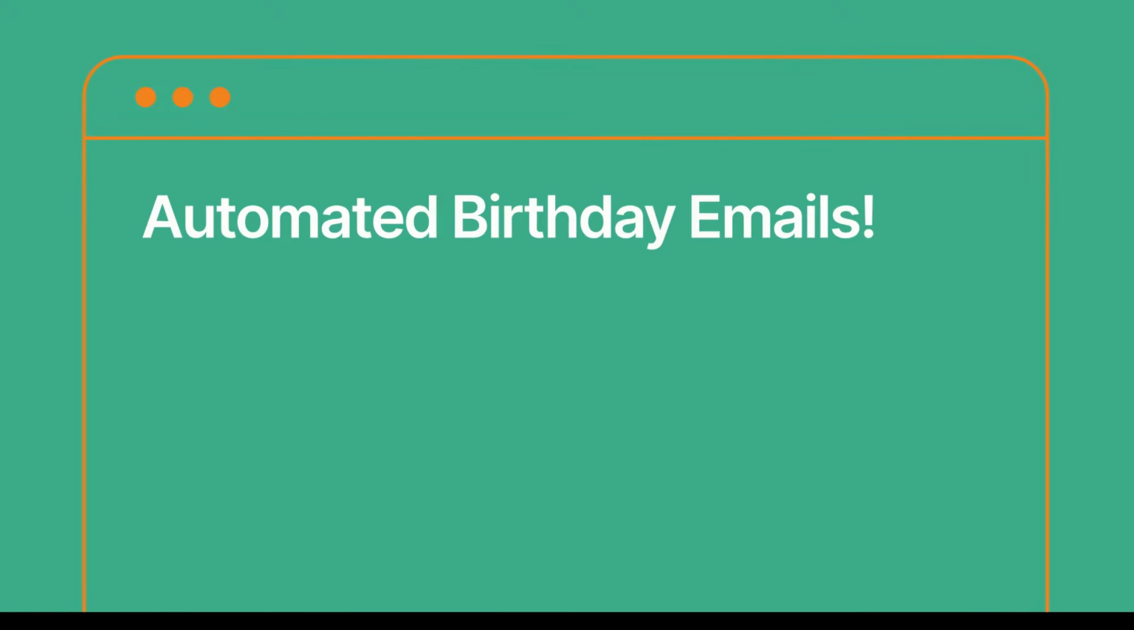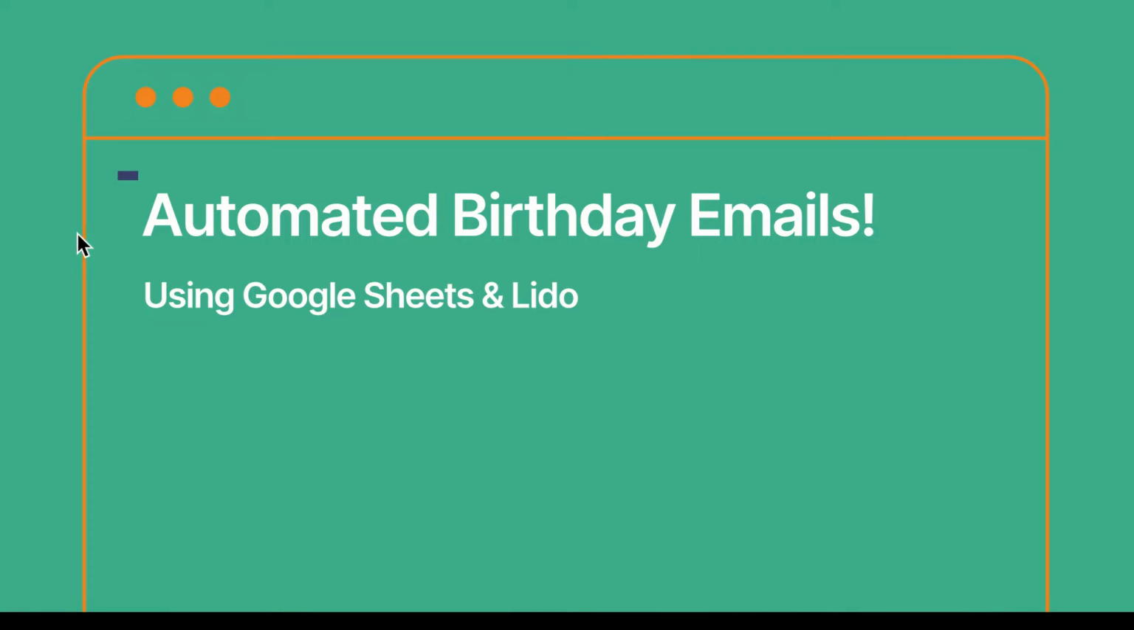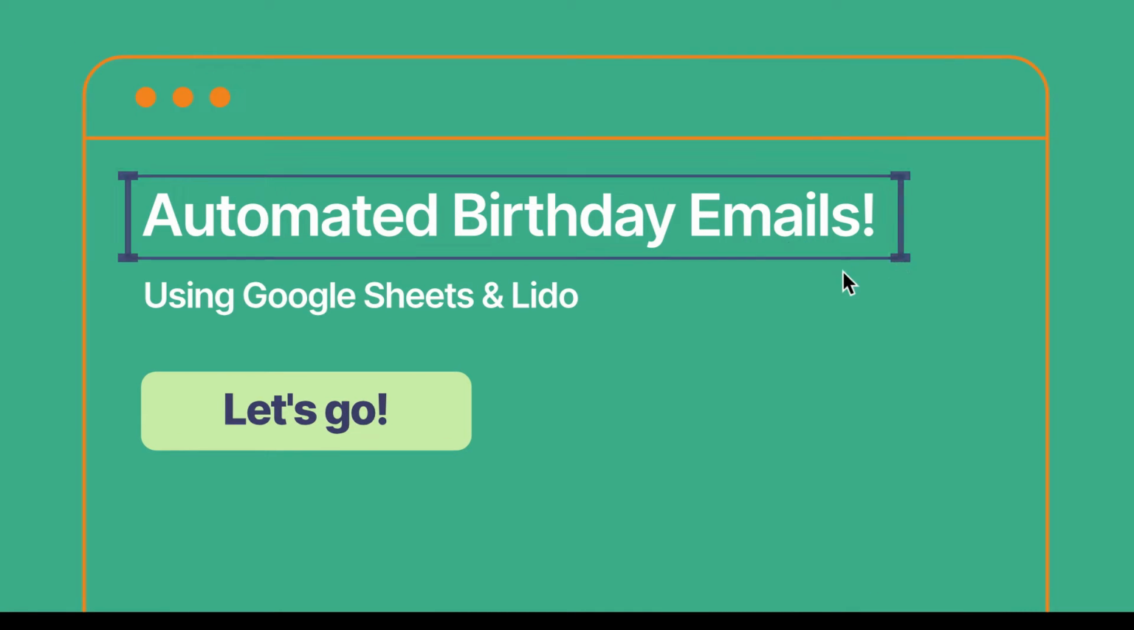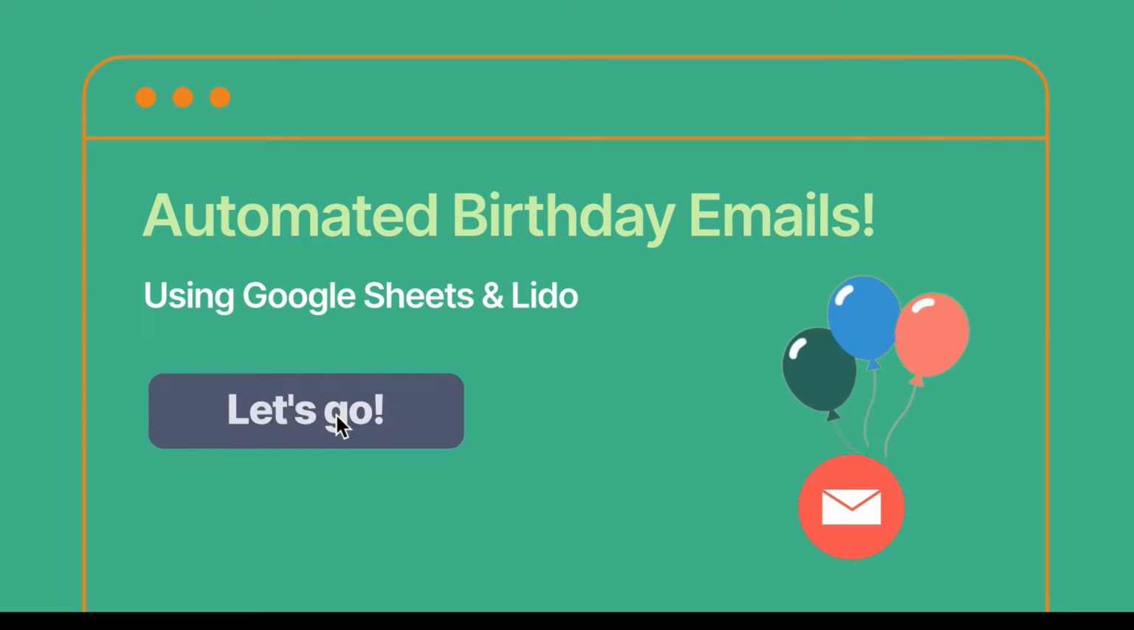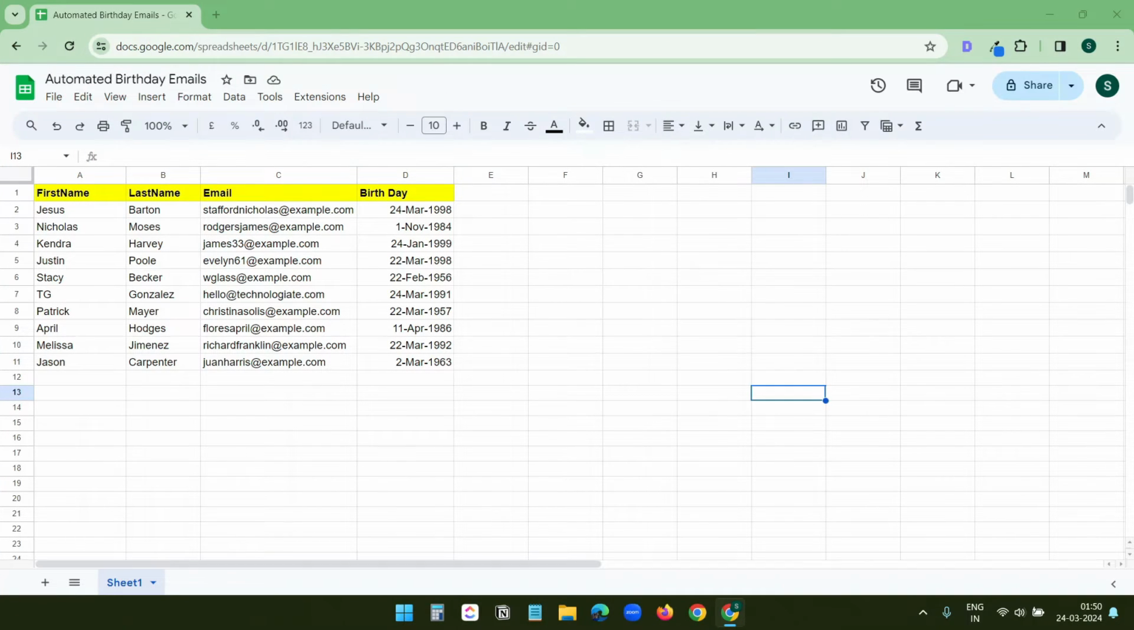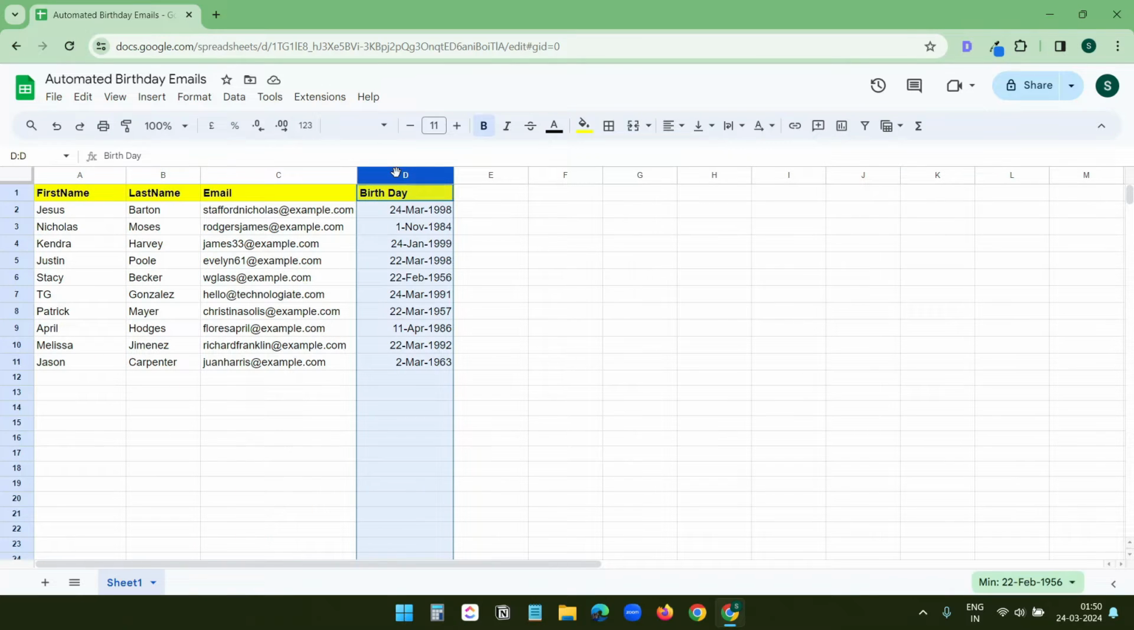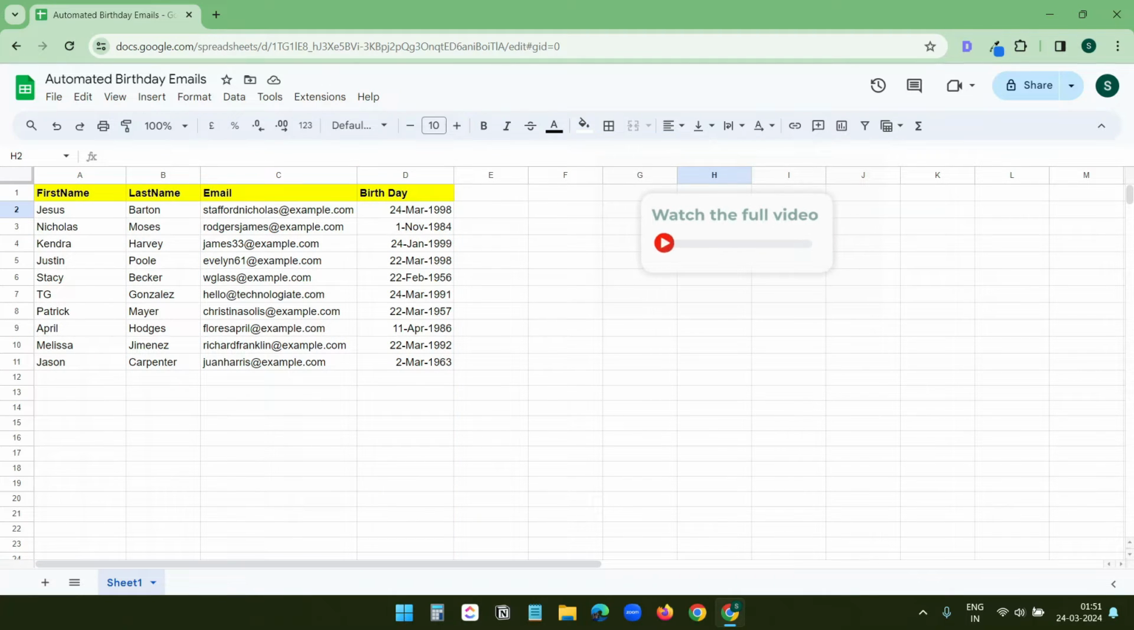In this video, I'll show you how to send automated birthday emails. We will use a Google Sheet as the database for the contacts. Here you can see I have the first name, last name, email and the birthday columns. Please watch the full video to understand the complete process. By the end of this video, you can figure out more use cases according to your requirements.